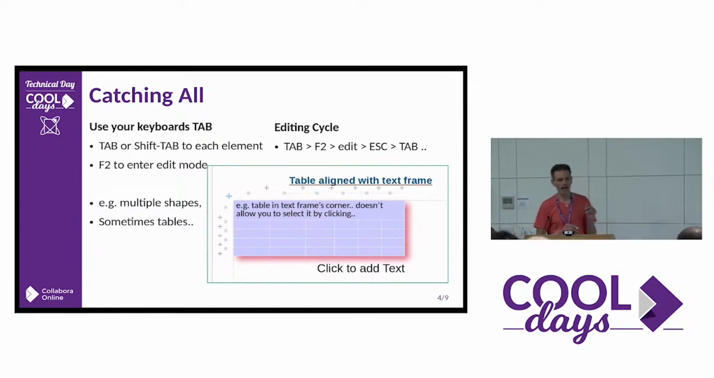That works. And there's also the editing cycle. I don't know if you know it, but if you go with tab to a text frame, you press F2 and you can type, and then escape, and then tab to the next text frame and so on. That's an extremely convenient, reliable and fast way to go through your text without grabbing the mouse or the mouse pad, whatever.